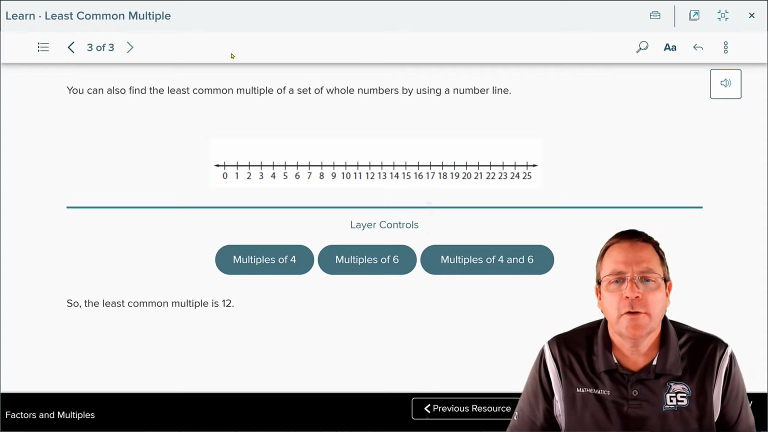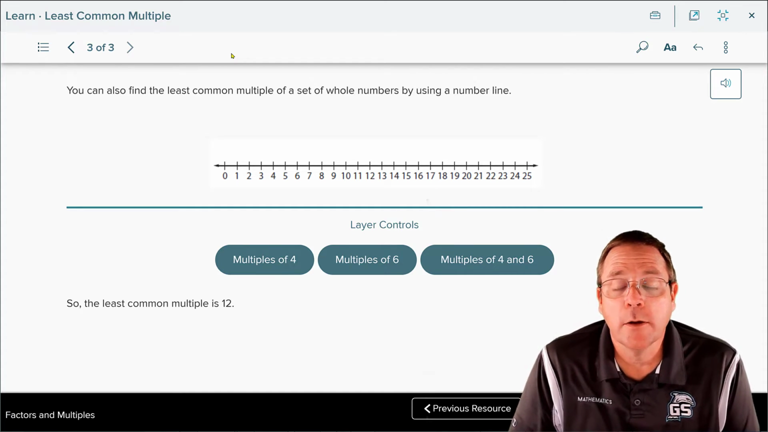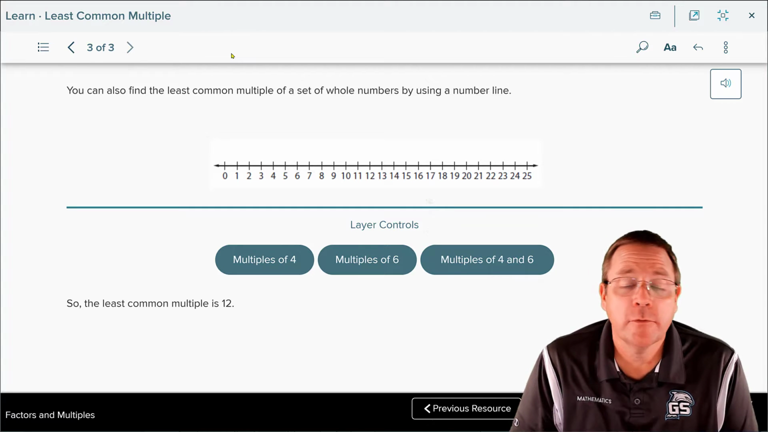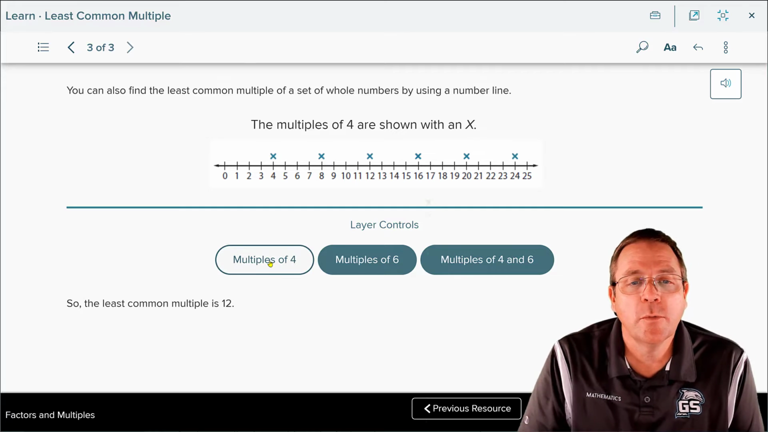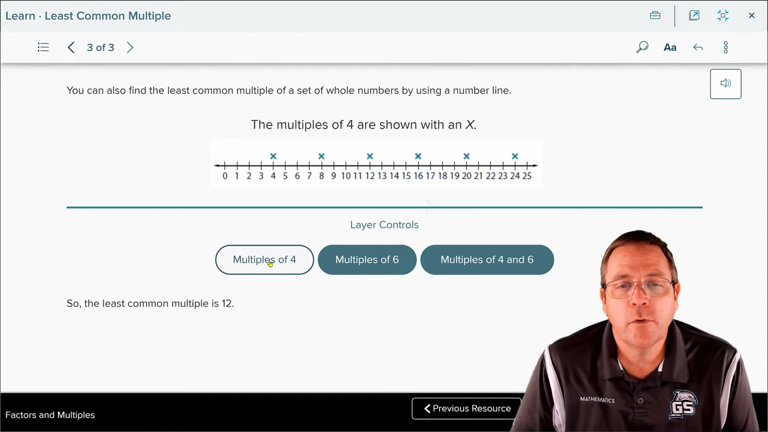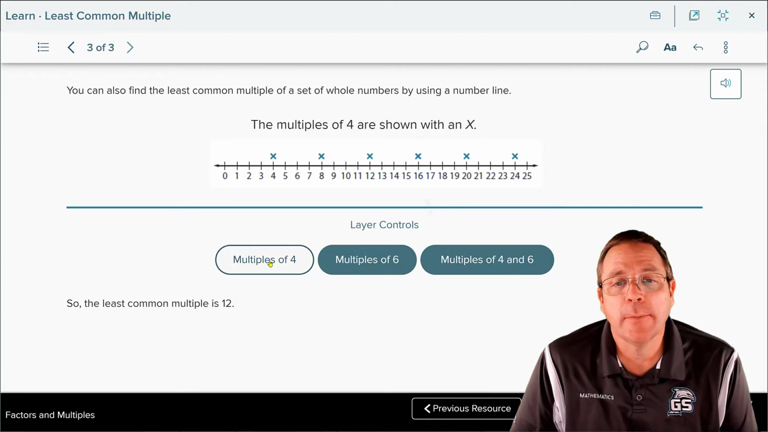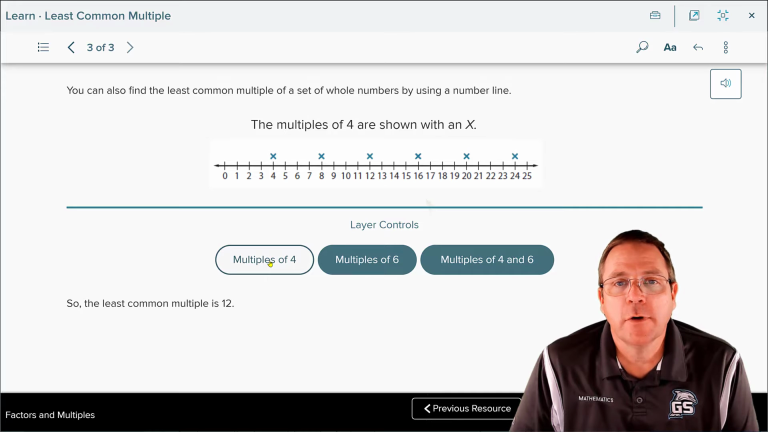Now, another way the textbook has shown that you can solve these problems is by using a number line. And quite honestly, this is the first time I've ever seen using a number line, so let's take a look at it. First, they said your multiples of 4. They took and put x's over all the multiples of 4, and we would call this a line plot, by the way. So where we have an x over every time that a multiple of 4 occurred.